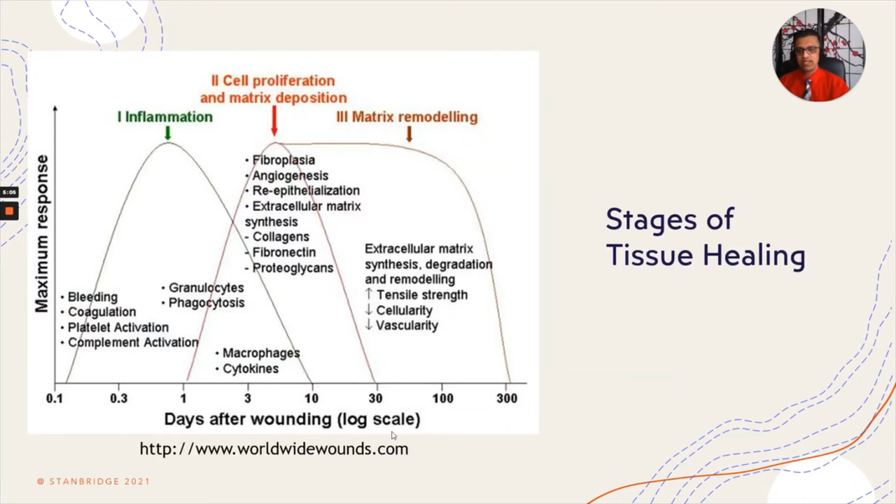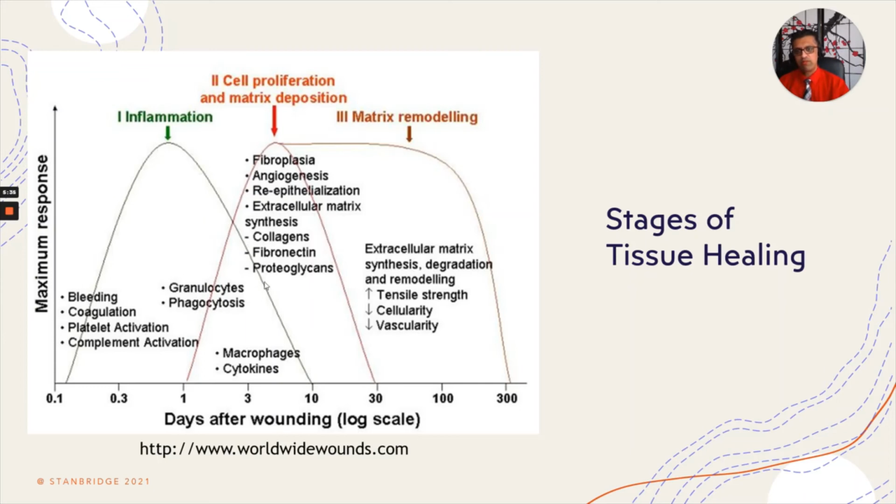Days after wound healing. Here's the inflammatory response, here's the proliferation, and then here's the matrix remodeling. This is about 300 days or so, so that's basically a year. Initially you have bleeding, coagulation, platelet activation, complement activation. So yes, we want to stop that bleeding. You have granulocytes and phagocytosis.